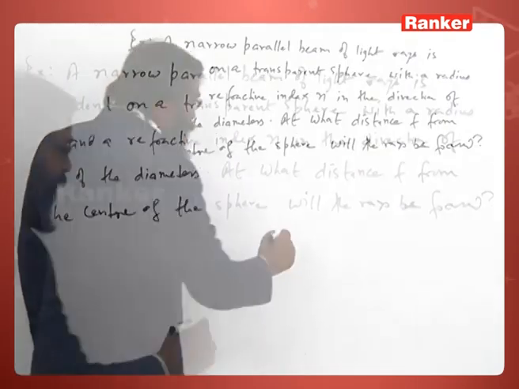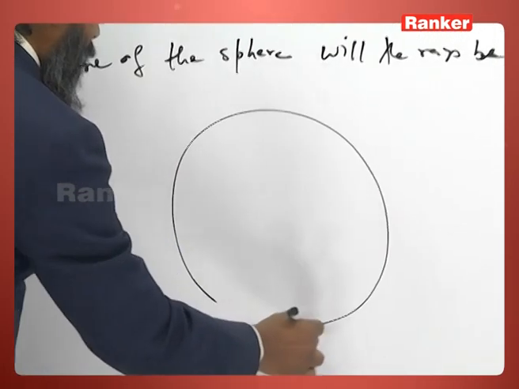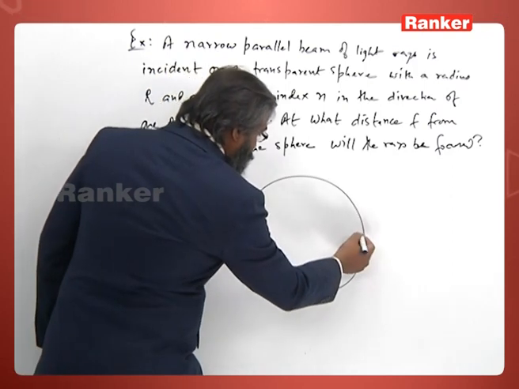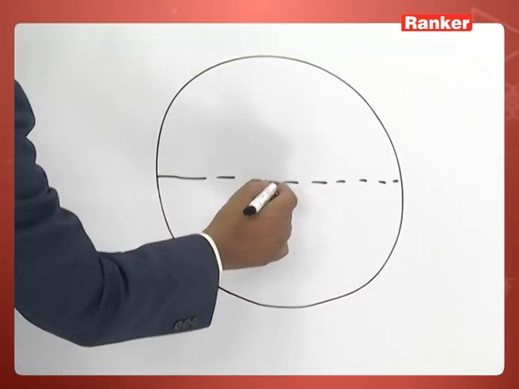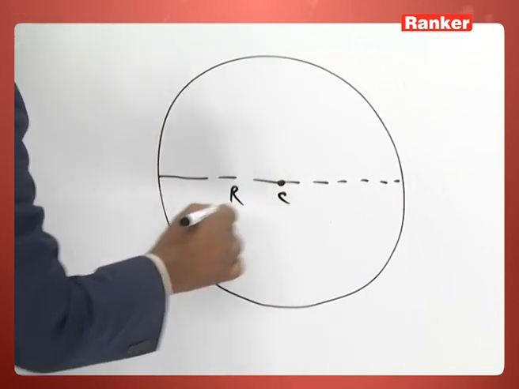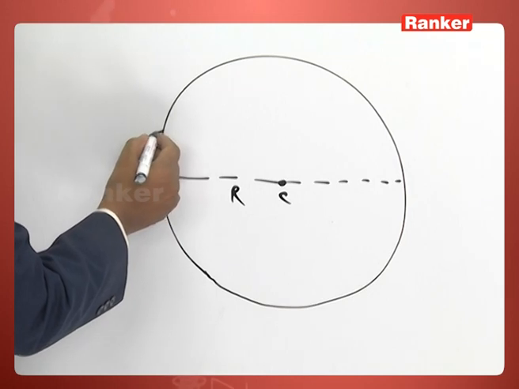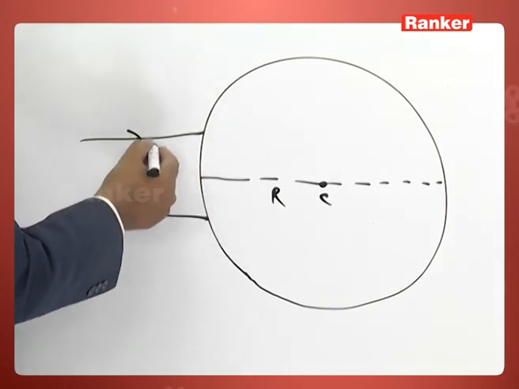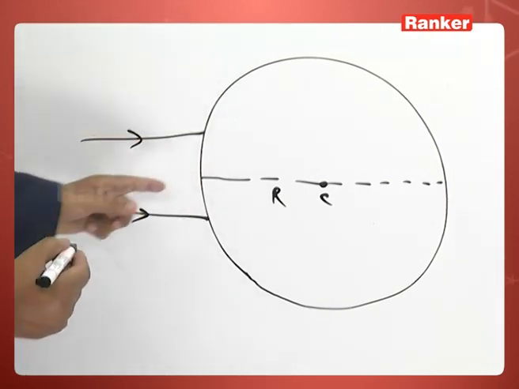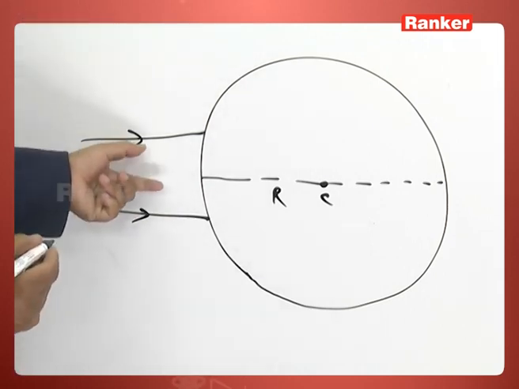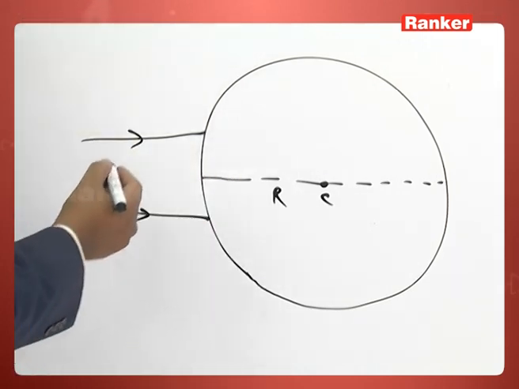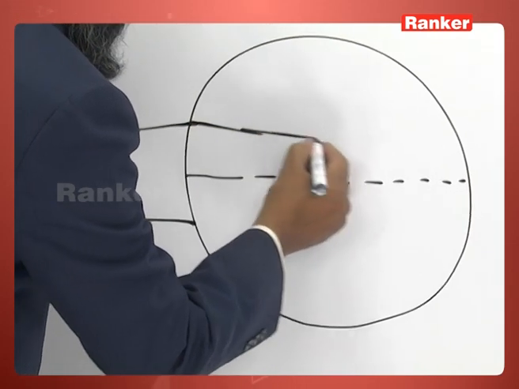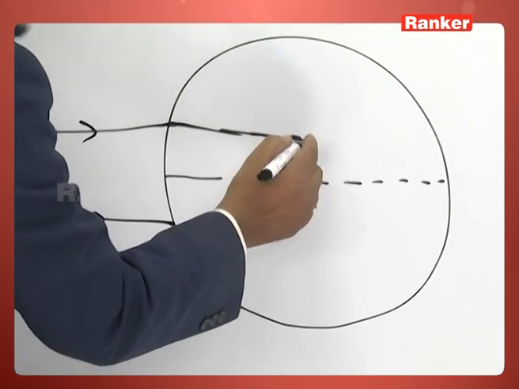So here we have a spherical glass ball of radius capital R. This is the center, and suppose this is radius R. We have a narrow beam of light. The width of this beam is small compared to this R. It is asked to calculate where these rays will be focused.